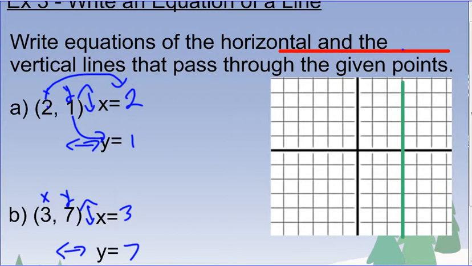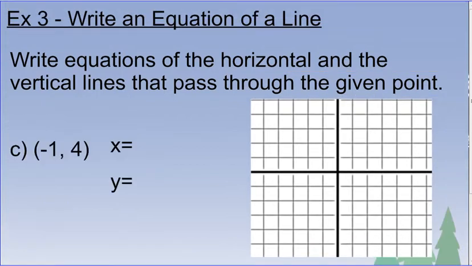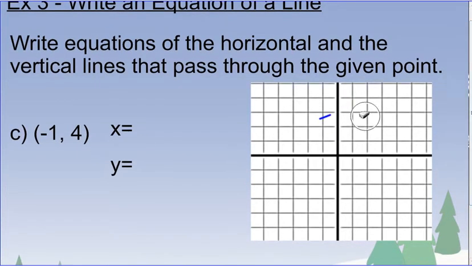I'd like you to try letter C. Here's letter C. It says write an equation of the horizontal and vertical lines going through the point (-1, 4). Pause the video, do it on your own. When you're ready to continue, hit play, and go through it together.